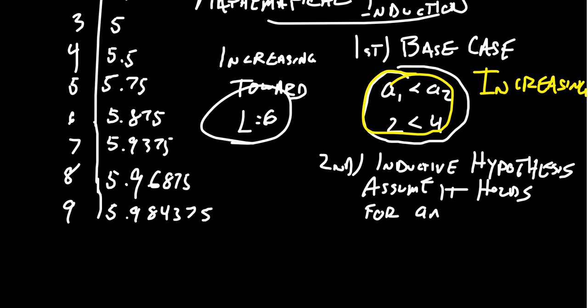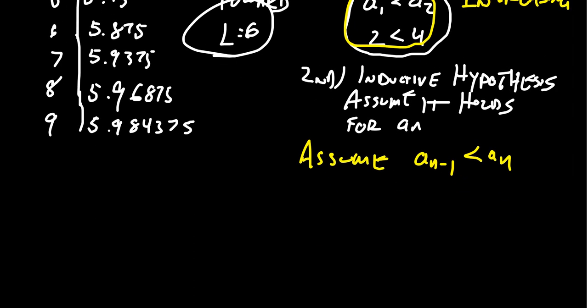And so now what we're going to do is assume that an minus 1 is greater than an. Because the idea is if we showed 1 is less than 2, and then 2 is less than 3, and then 3 is less than 4, 4 is less than 5, assume we've got up to this point, that an minus 1 will be less than an, okay? And so then the third ingredient of our induction argument is we then have to establish the next case. This is sometimes referred to as the inductive step.